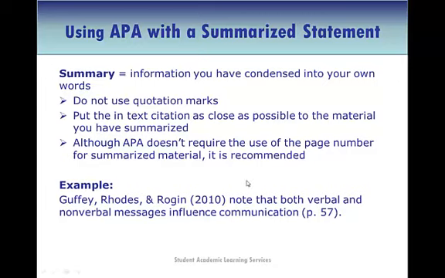As well, when you summarize information, so a summary is when you take information, maybe a paragraph, and just pull out the main idea. You condense the information. With a summary, just like a paraphrase, you don't use quotation marks. You put the in-text citation right beside the summarized material. And again, even though APA doesn't require the page number, it's recommended.